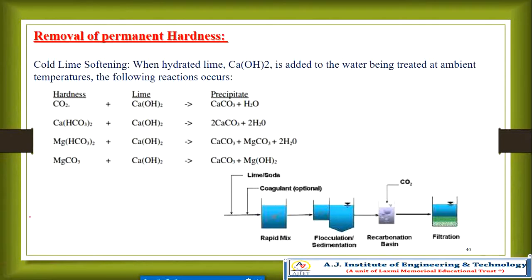That is, in cold lime softening, when the hydrated lime, that is Ca(OH)2, is added to the water being treated at ambient temperature, the following reactions occur. This is the following reaction. What is the following reaction? When you add hydrated lime, that is Ca(OH)2, to the water, what happens? You see, CO2 plus Ca(OH)2, CO2 plus your lime.